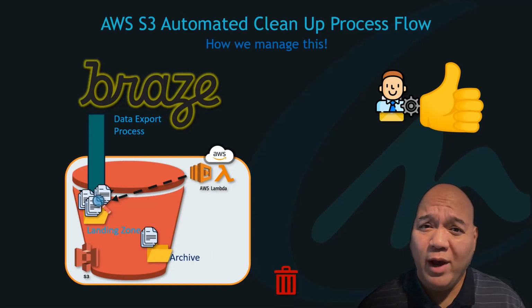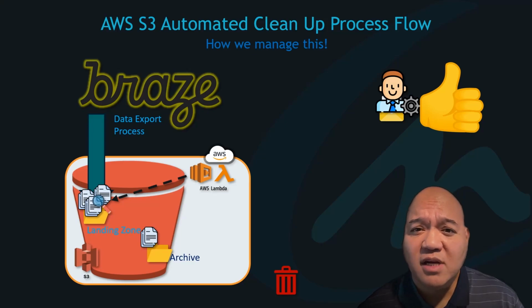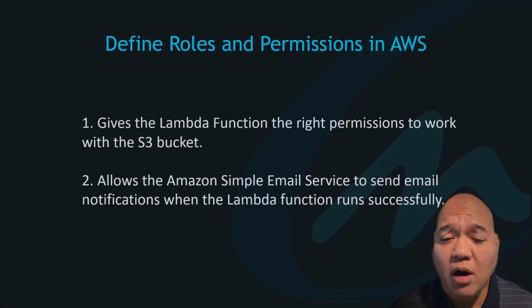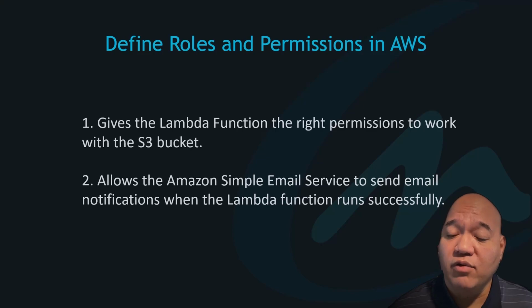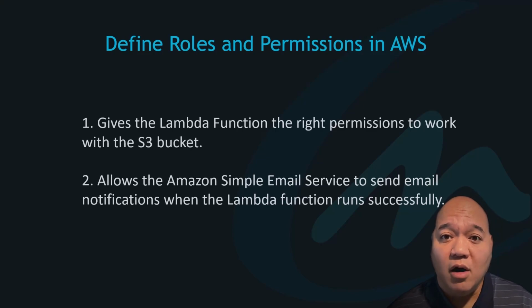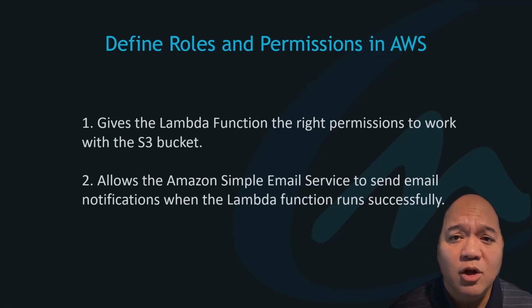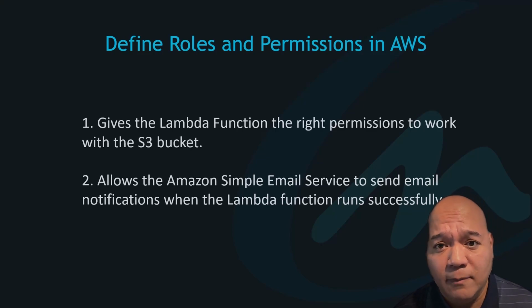How are we going to achieve this, you ask? Easy. So let's start with step 1. We're diving into AWS to set up roles and permissions for our trusty Lambda function, which will be handling the job of archiving our export data that's been sitting around for 7 days. These roles and permissions are a big deal because they give our Lambda function the power it needs to work its magic with the S3 bucket where all those export files are hanging out. Plus, they're the secret sauce that lets the Amazon Simple Email Service send out those handy notifications to keep our admin team in the loop about our Lambda's function success.